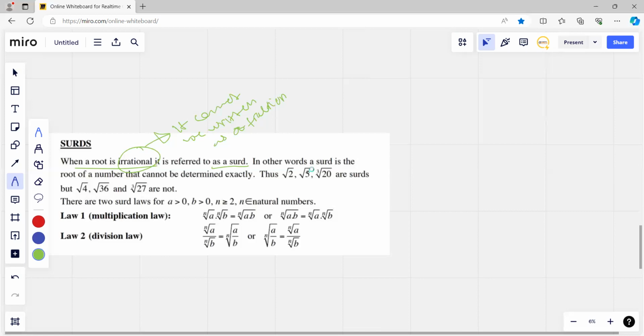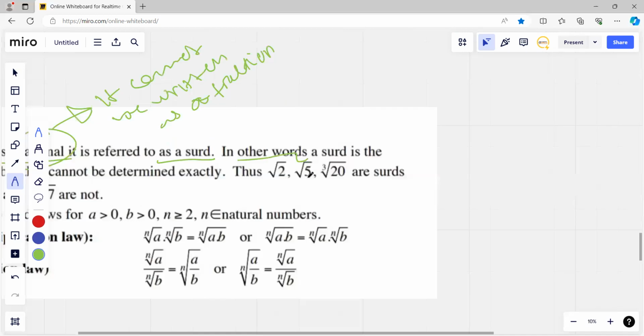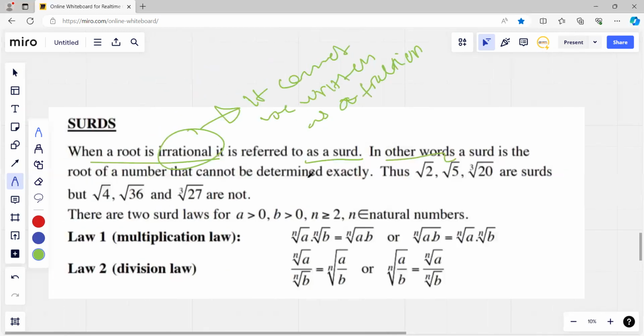Let me try to zoom in a little bit. Okay. Then they say a set is the root of a number that cannot be determined exactly. They just mean that once you take a root of that number, it cannot be determined exactly because it will give you decimal values instead of a whole number. For example, the root of 2 is a decimal value, the root of 5 is a decimal value, and so on, so it's a set.